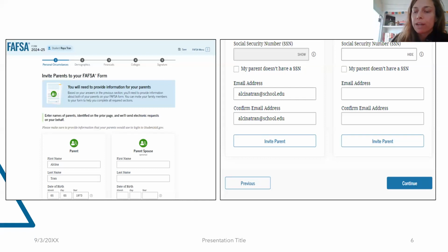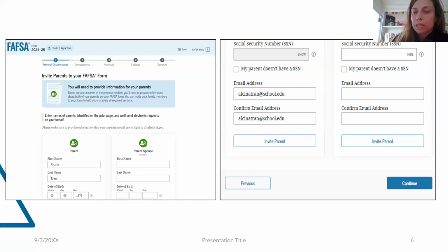So one parent will have an FSA ID, they will log in and provide consent and approval for the tax information for them and their spouse. However, if the parents are married but filed their taxes separately, if the student lives with both biological parents and they are unmarried but living together, and in some other tax filing circumstances, the student may require two contributors. They may require both parents. And in those circumstances, both contributors will need to have their own FSA ID.